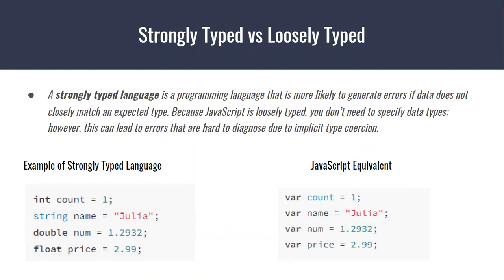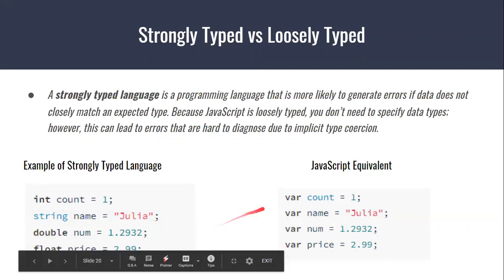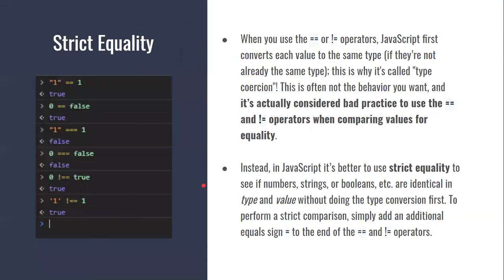Same with string name, Julia. Name will always be a string. Number will always be a number. Float will be a price. Price will be a float, and these will not change. If it does, I will know right away when I build my code. However, in JavaScript, we're scripting, and all of these values can change on us because they have the equivalent of this var keyword here. Yes, it's a strange world we live in.